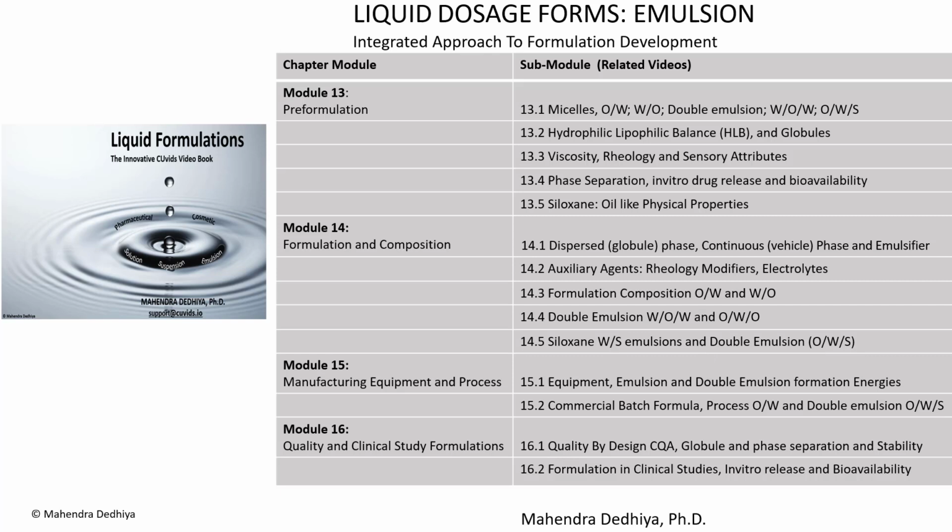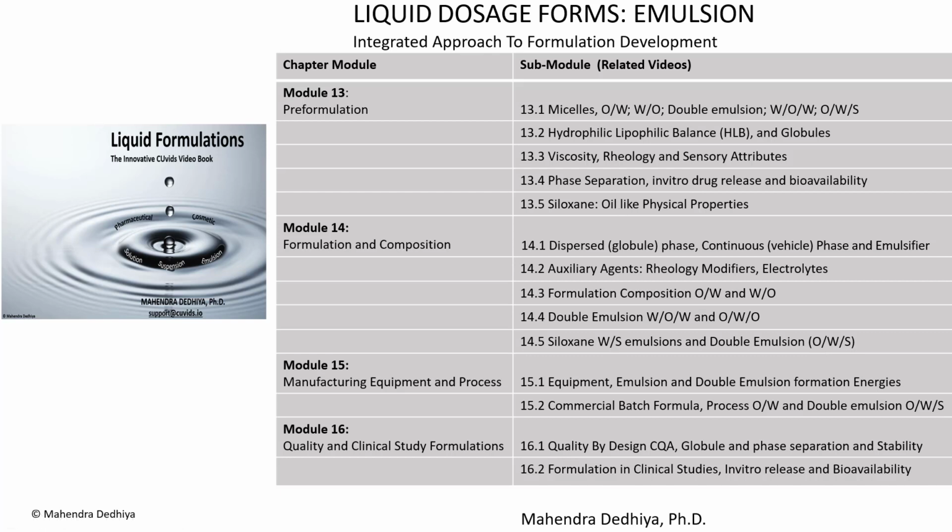Each of these chapters has submodules. In preformulation, we define micelles, oil and water, water and oil, and double emulsions. We look at HLB, followed by viscosity, rheology, and sensory attributes, phase separation stability, in vitro release, and bioavailability. We focus on siloxane, also called silicone oil-like physical properties.